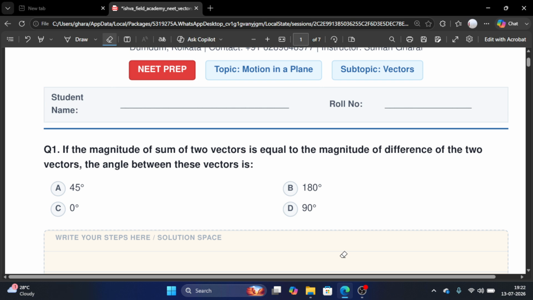Vector question in under 30 seconds without making silly calculation mistakes. In this video, we are going to master the top conceptual problem on motion in a plane.